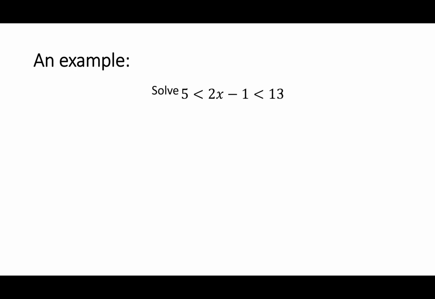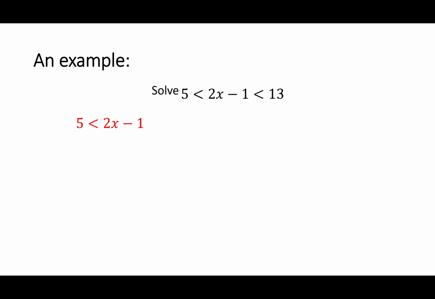Solve 5 is less than 2x minus 1, which is less than 13. So we're looking to solve for the values that x is between. The first thing we do is take the left-hand side of the equation up as far as the second inequality sign and write it as its own equation. We then solve for x.